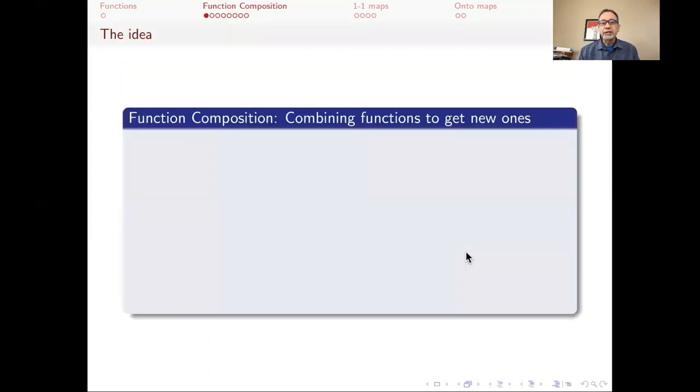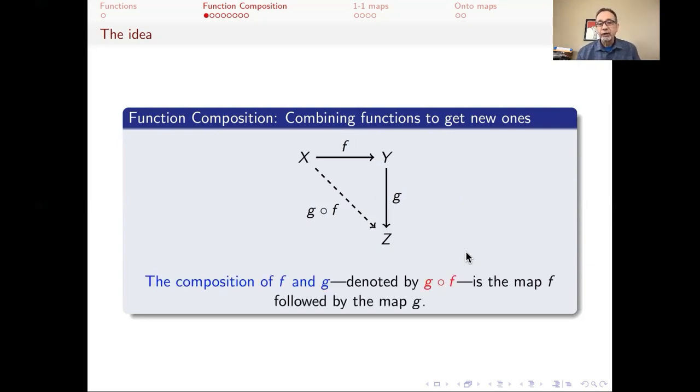What we want to do is to combine functions to get new ones. The general idea is that we have a function f from x to y. So f is a rule that takes things from x to y, and g is a rule that takes things from y to z. g is a function from y to z. We want to combine them and get a direct function from x to z. That new function we will call g circle f. It's just the map f followed by the map g.